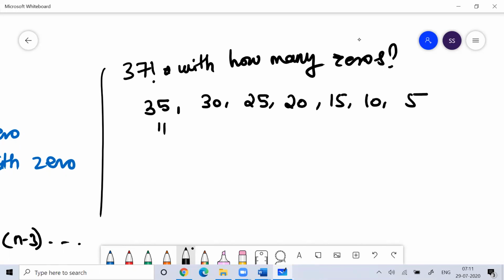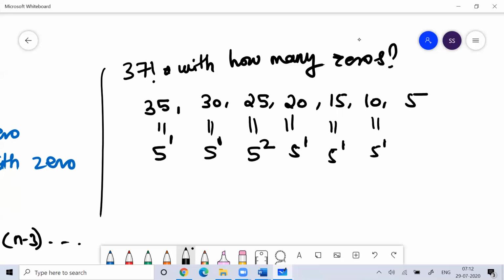35, how many 5s are there? 35 is 5 sevens, so 1 five is there. 30 is 5 sixes, so 1 five. 25, how many 5s? 2 fives are there. 20, 1 five. 15, 1. 10, 1. 5, 1. So if you count the number of zeros, it is 8. So 37 factorial will end with 8 zeros.